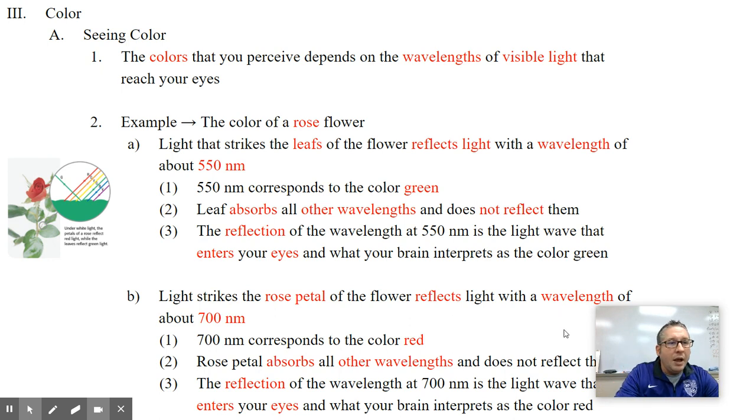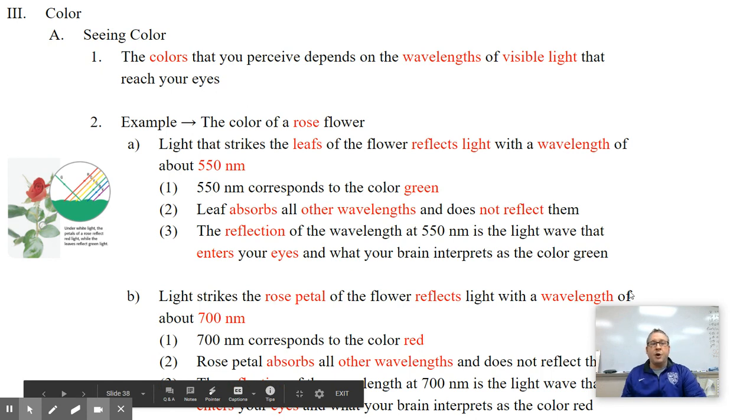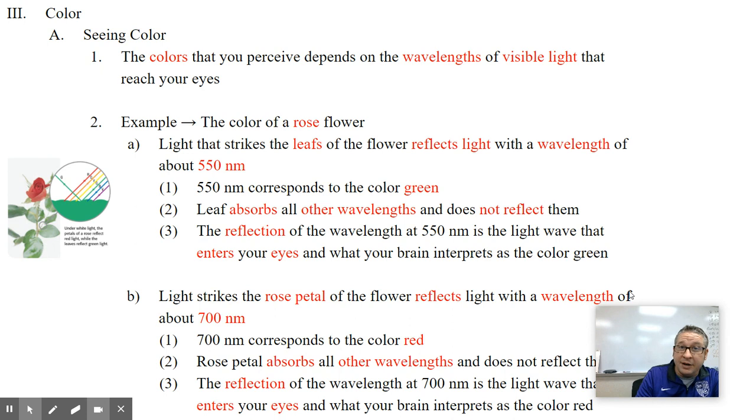Now, light that strikes the rose petal of the flower is going to reflect the wavelength of about 700 nanometers. So, again, looking at the electromagnetic spectrum scale, we find that 700 nanometers falls right about where the color red appears to be. So the rose petal absorbs, just like we saw with the leaf, all of the other colors in the visible light spectrum, but it tends to reflect the wavelength at 700 nanometers, which our brains perceive to be red.